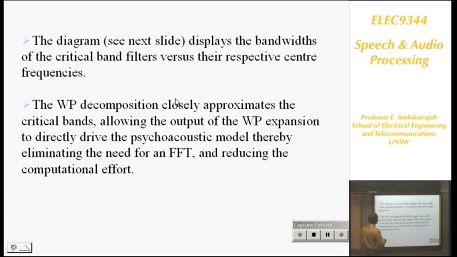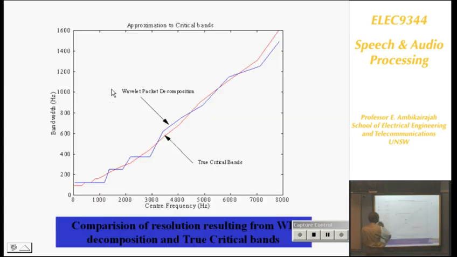So the next diagram displays the bandwidth and critical band of the filters. You can see here, this is the true critical band. The true critical band is the red one, and the wavelet packet approximates the critical band nicely. So wavelet packet decomposition can be used for audio coding, approximating the ear's critical bandwidth, which is much better for masking level calculation. In MPEG, the bands are equal bandwidth, therefore you have to calculate masking separately using FFT. Here we can integrate everything.